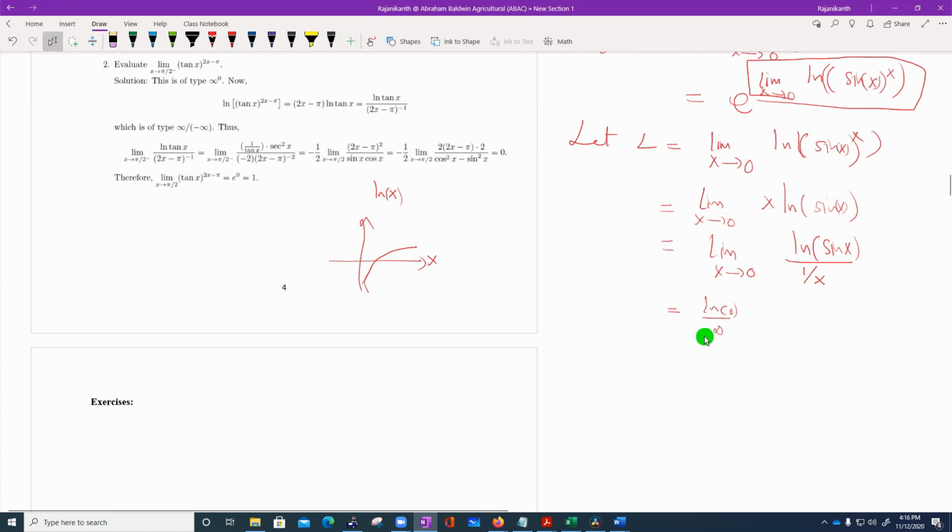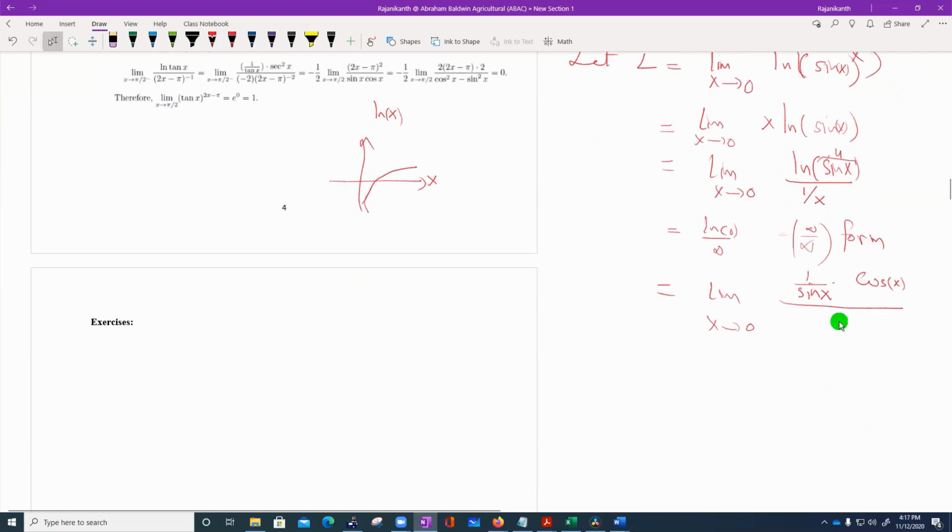I'm going to use L'Hopital's rule now because of the infinity over infinity form. That means taking the derivative of these two functions. So what is the derivative of ln sine x? You could think of this as u. So the derivative of ln u is 1 over u times u prime. u prime is the derivative of sine, which is cosine x, right? Okay, now here you will get negative 1 over x squared, am I right?